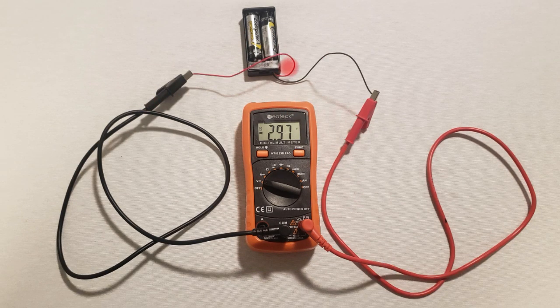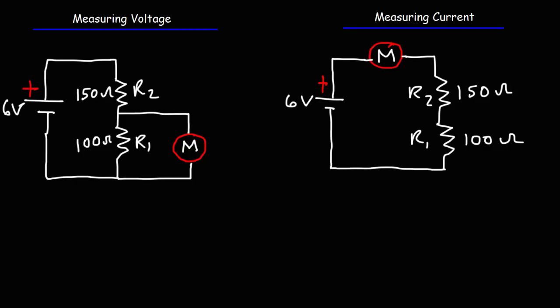Now, notice what happens when you reverse the connection. Here I have the red wire attached to the black test lead and the black wire attached to the red test lead. Notice that we have a negative sign displayed in the multimeter. So it simply means that the connection has been reversed. So this is a good way to determine the polarity of the battery. If you see the negative sign, just reverse the connection. If there's no negative sign, then you have it connected the right way.